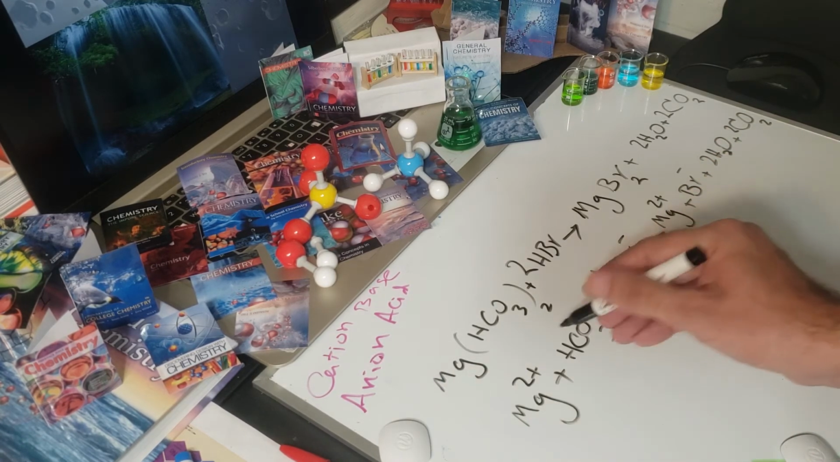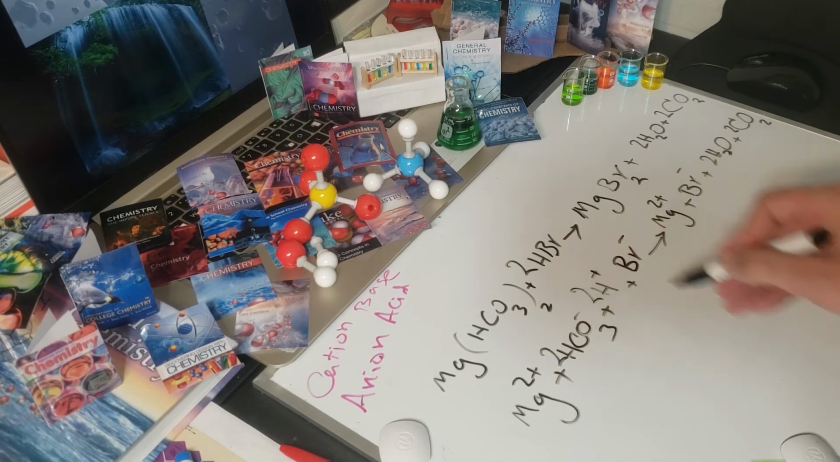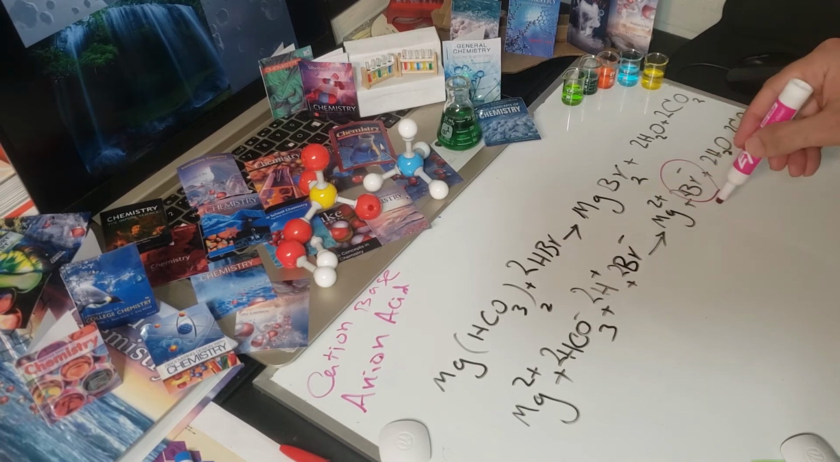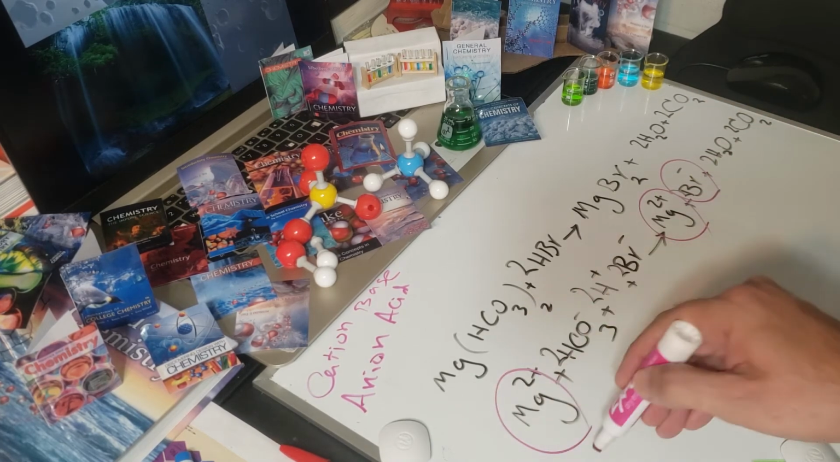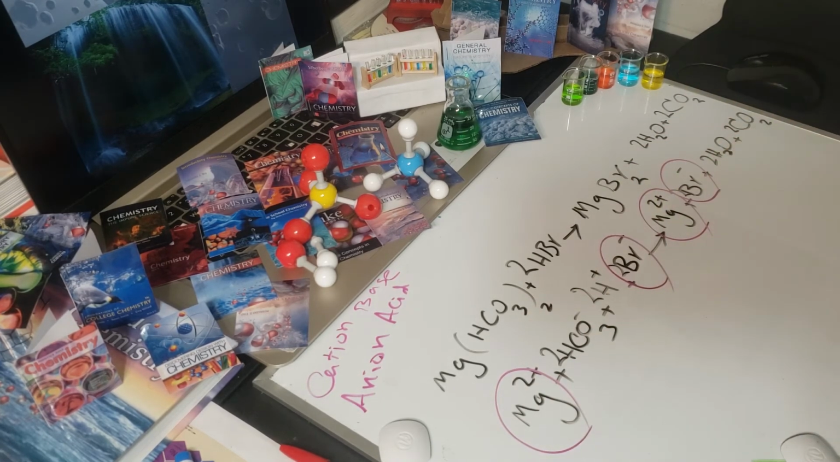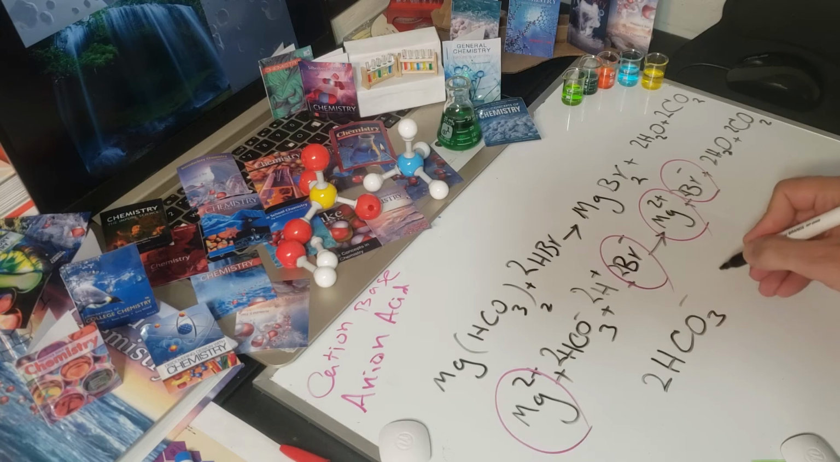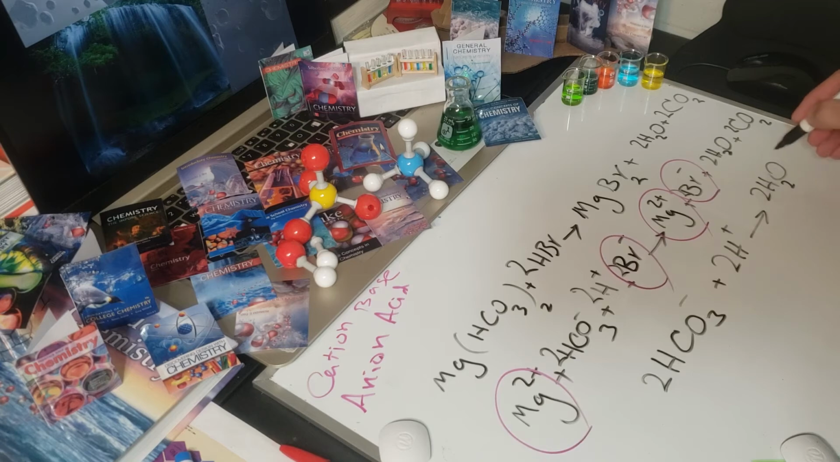I have 1 magnesium, 2 bicarbonates, 2 H pluses, 2 Br minuses, 1 magnesium, 2 Br minuses, and those are balanced by themselves. So the 2 Br minuses and the magnesium double plus both appear on both sides of the reaction, so those are the spectators. If I just ignore them, the 2 bicarbonate and 2 H plus are going to give me 2 H2O and 2 CO2. So that's net ionic.